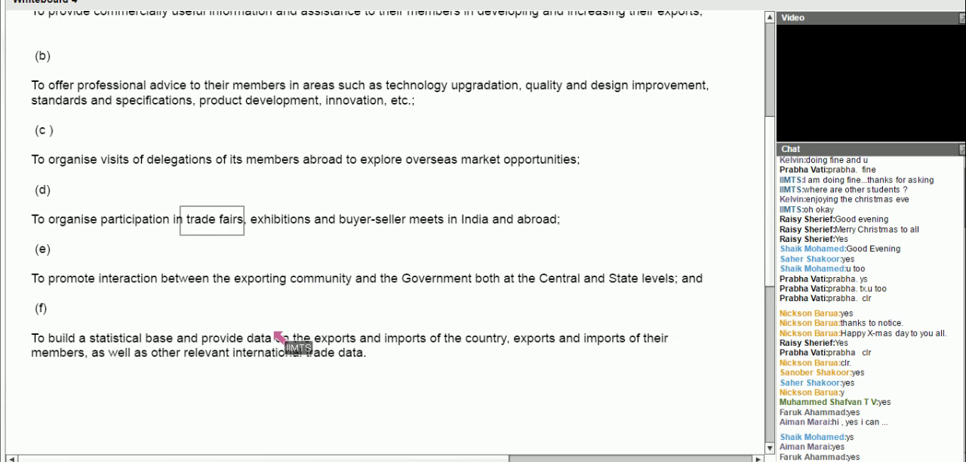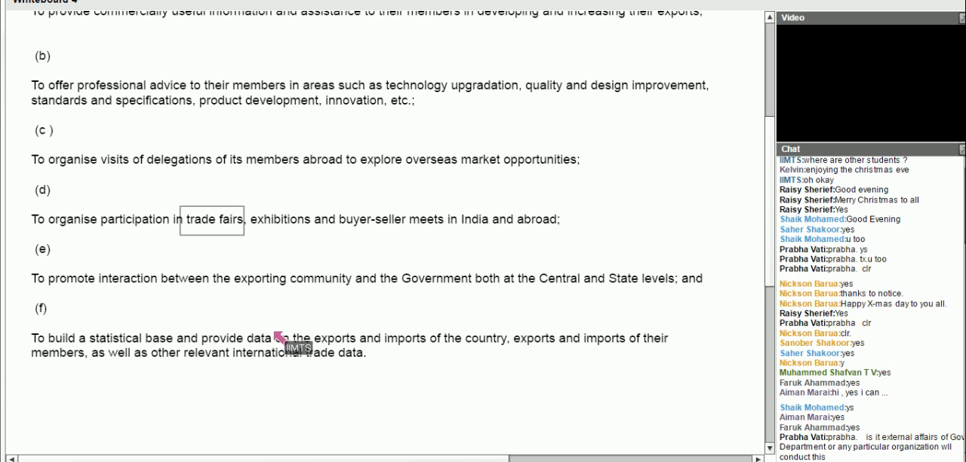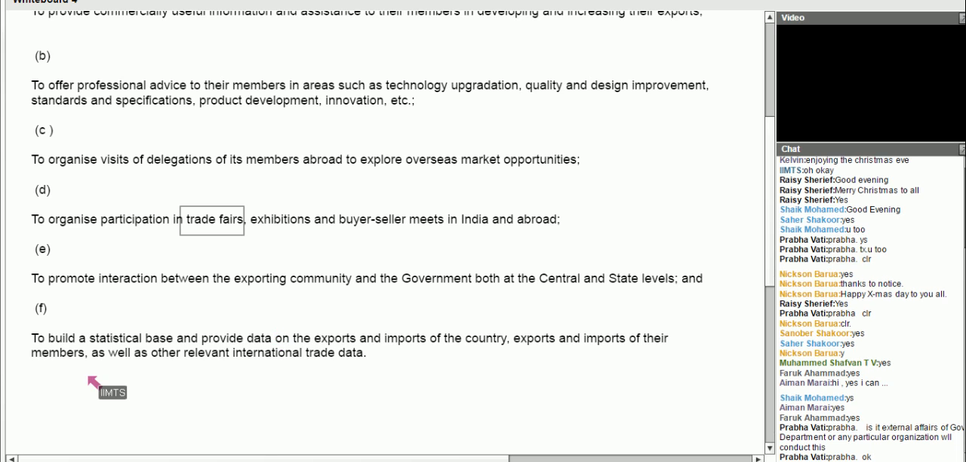Sixth function, to build a statistical base and provide data to the external affairs of government departments or any other body. This EPC will organize it. EPC is a government organization, a central government organization. They also manage the statistical base and provide data on the exports and imports of the country, exports and imports of their members, as well as other relevant international trade data.